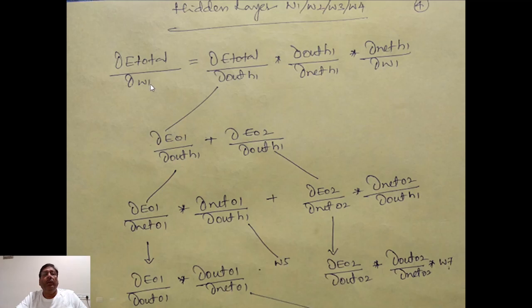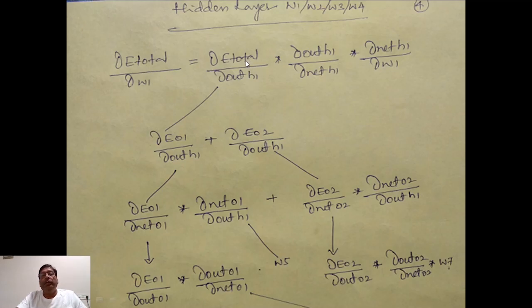In order to do this, we need to calculate the partial derivative of E total with respect to W1. I can write this by applying the chain rule: partial derivative of E total upon out H1, into out H1 upon net H1, and net H1 upon W1. This kind of chain rule we have already applied in our previous exercise. So now we need to find the value for each of these, and when you multiply them, you get the value for this.